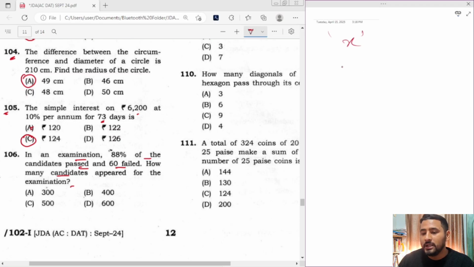Remember, our total percent is how much? 100%. Out of this 100%, 88% pass. So fail will be how much? 100 minus 88, you should get 12% as fail. Right?